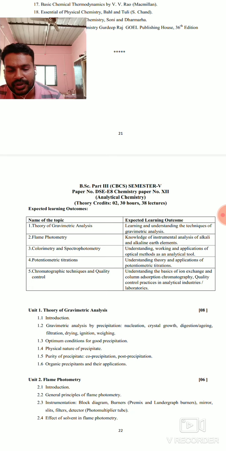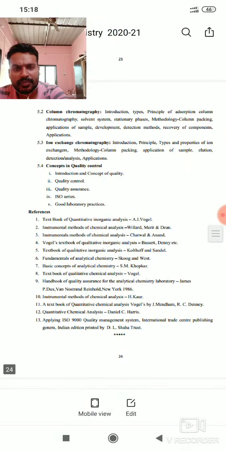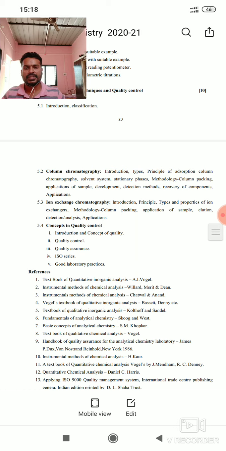as well as laboratories. As I already told you, this chromatography technique has a wide application in industries as well as laboratories, and this technique is generally used for separation. It is called a separation technique, one of the separation techniques.